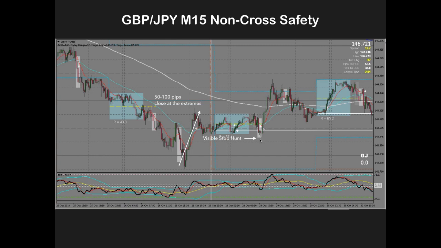hunt. Okay, now notice we did not get a 5200 cross, right? The 5200 cross is still very wide apart, and it has not crossed, so we get no cross of the 5200. However, we still get our stop hunt out of the Asian box.